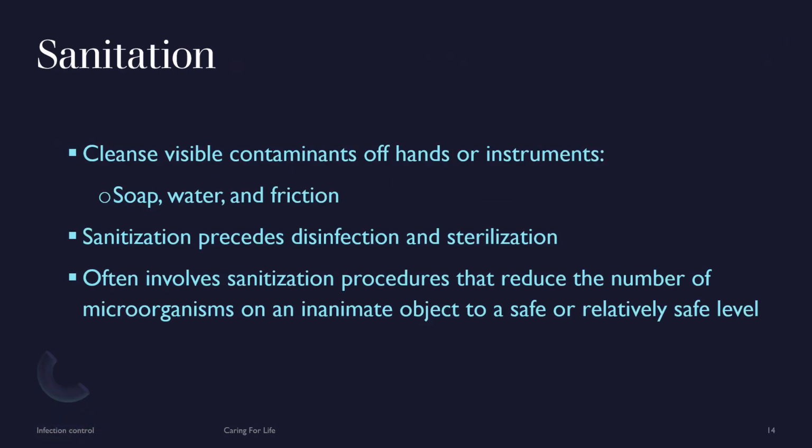Right. So again, sanitizing is where you're going to clean off the visible contaminants of your hands: soap, water, friction. You really need to do this first before you disinfect or sterilize. If there are objects on something, so if you're reusing a piece of equipment and you can see tissue, you can see some sort of debridement, it needs to be washed and cleaned off.